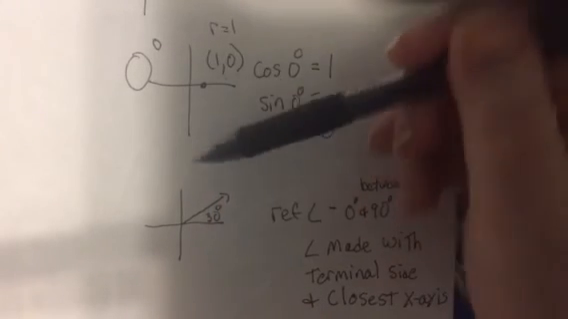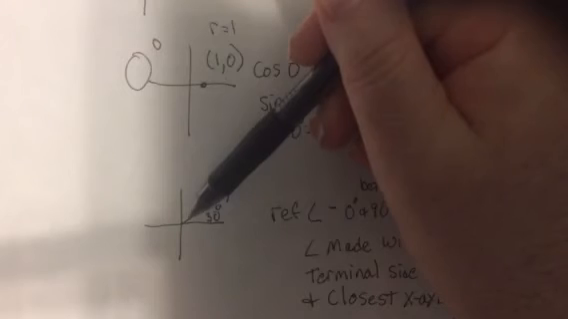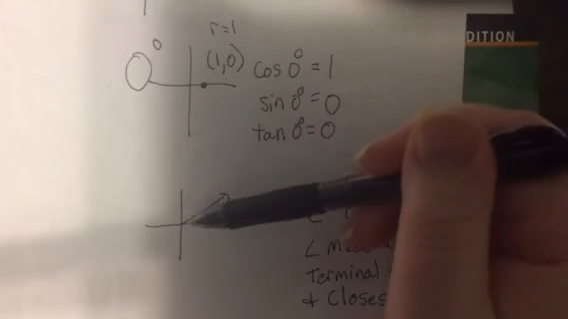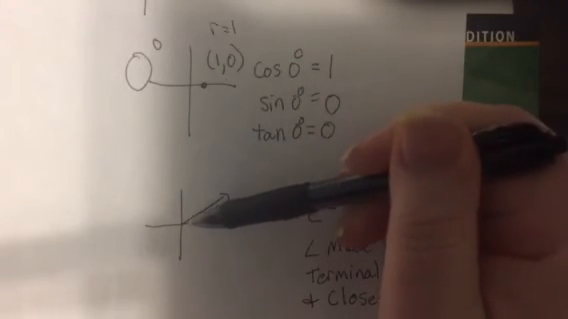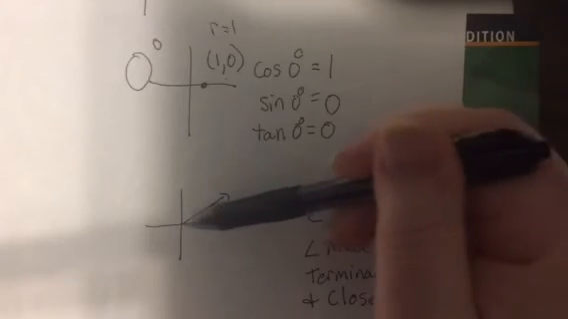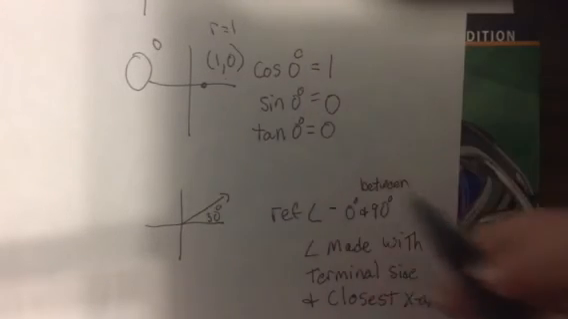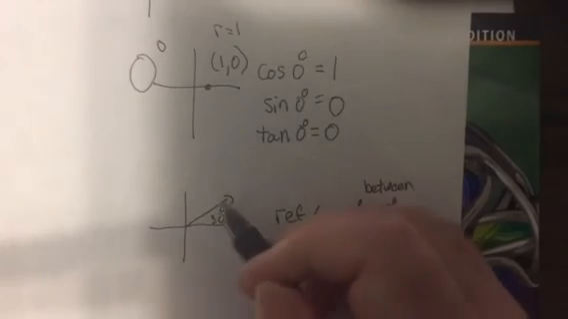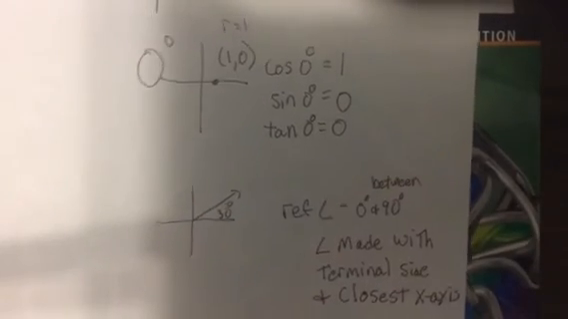So let's say this is 30 degrees. And I'd say, what's the reference angle? What's the terminal side with the closest x-axis, which in this case would be 0. That's the closest. So that would be a 30-degree angle. So this angle and a reference angle is the same thing.